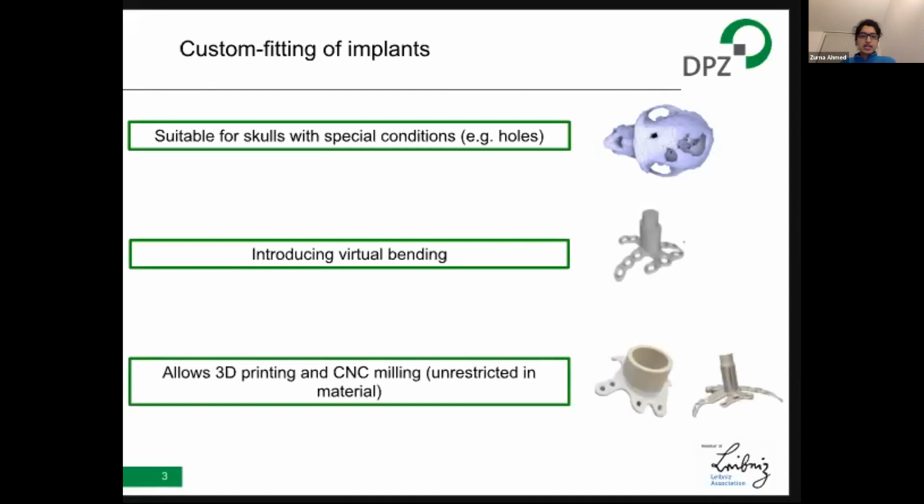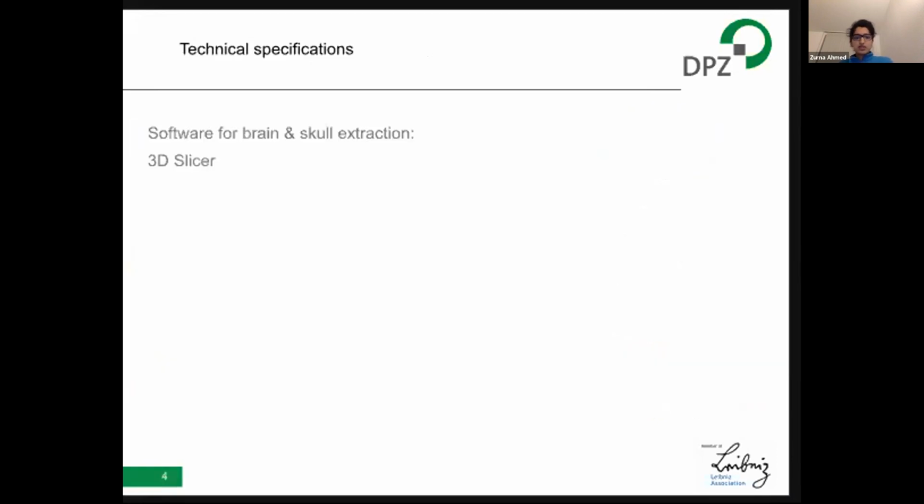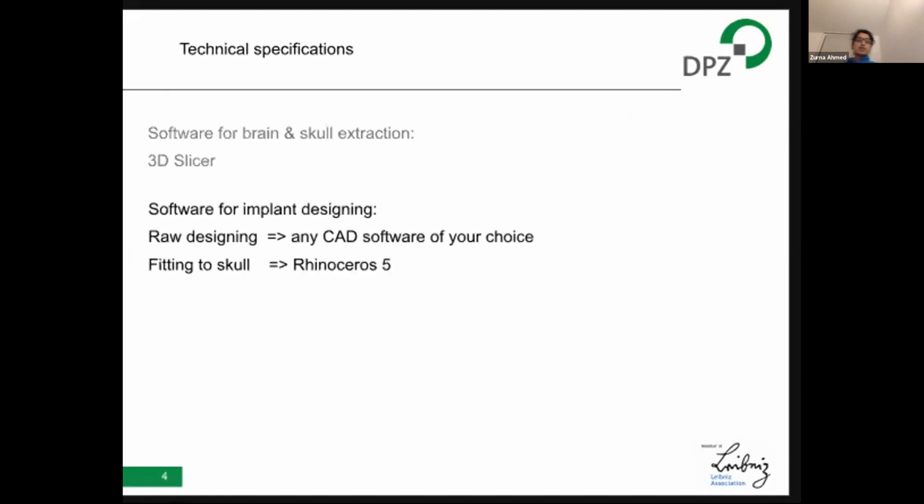The final design can be used for 3D printing or CNC milling, which allows you to use a variety of materials. Before we dive into the specific steps, I just want to very briefly give you an overview of our technical specifications. In our guide, we are also explaining how to extract brain and skull models from MRI or CT scans by using 3D Slicer. However, now I want to focus on the implant designing procedure. The raw designing can be done in any CAD software of your choice. In our guide, we explain how to do this using Fusion, but you can also use any other software that you want to use.